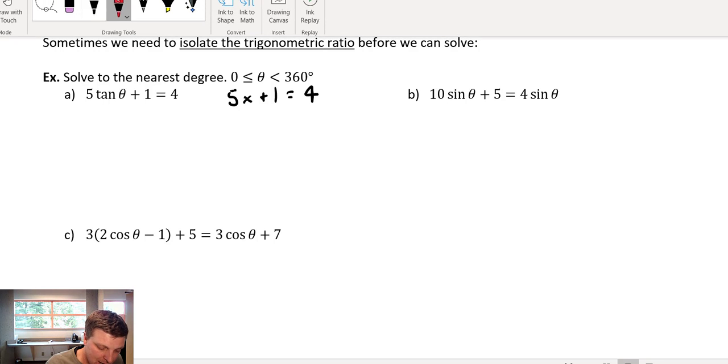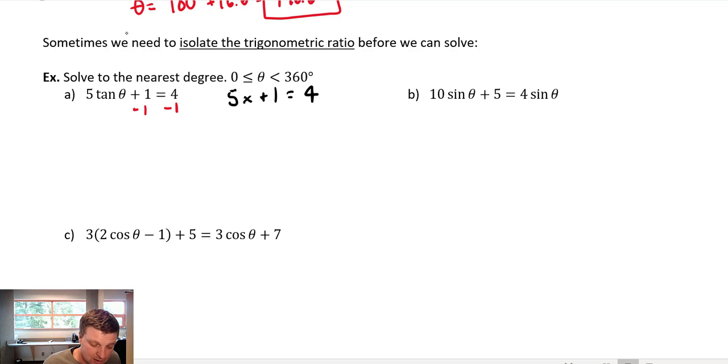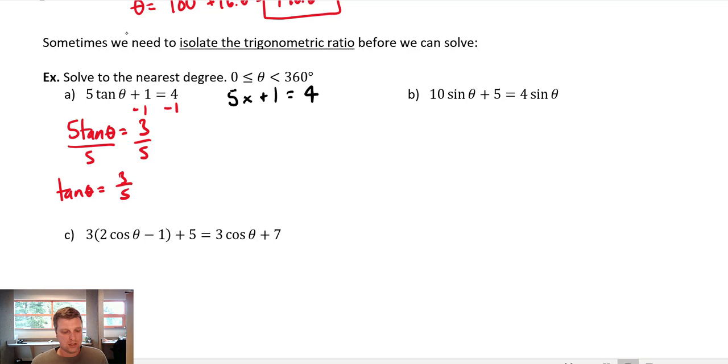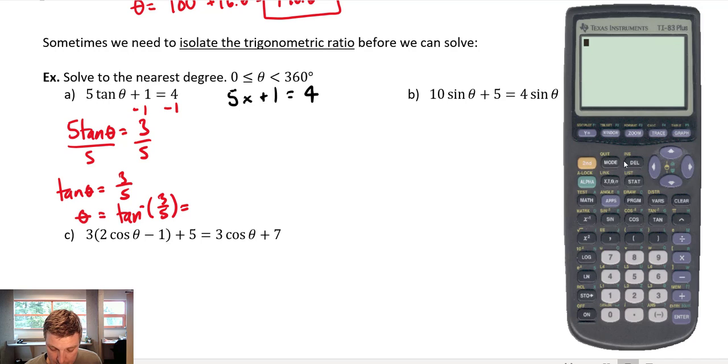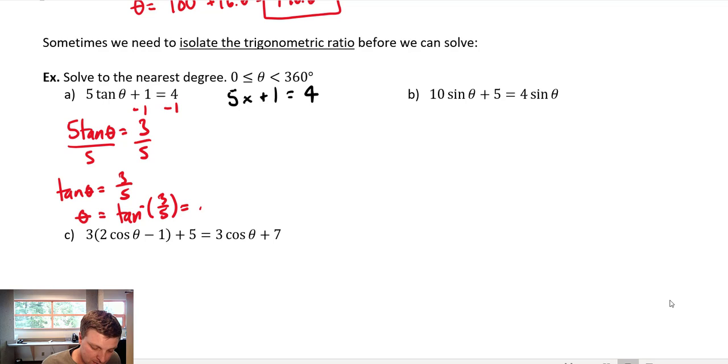So I'm going to follow my algebra steps and subtract 1 from both sides. So I get 5 tan theta equals 3. Then I'm going to divide by 5, and so I get tan theta equals 3/5. Now to solve, I just need to take the inverse of the tan function. So theta is going to equal inverse tan of 3/5. When I plug that into my calculator, second function tan, 3 divided by 5, it equals 30.96. Let's just round that off to 31.0 degrees. So my calculator tells me 31.0 degrees.